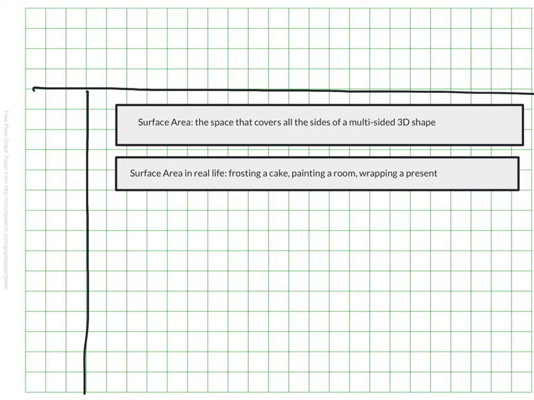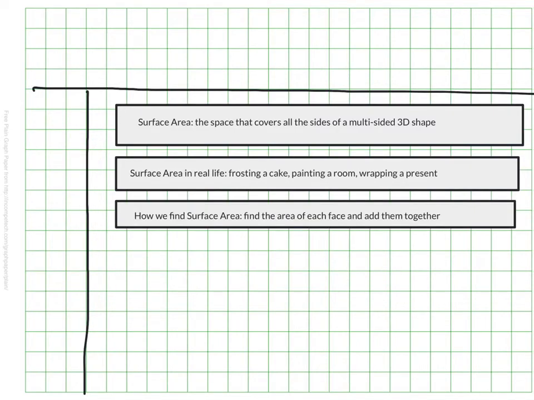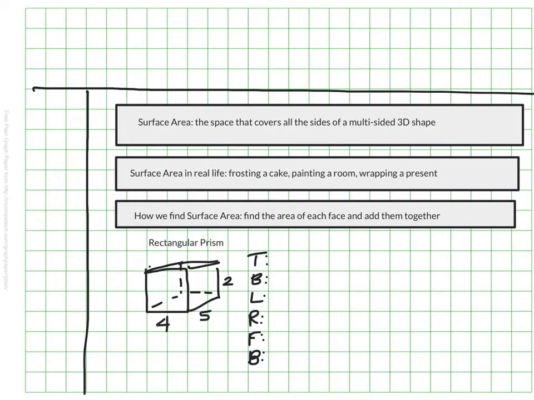Those are all examples of surface area. And no matter what 3D object we're talking about, finding the surface area is always the same. We find the area of all the sides and add them together. So if we had this rectangular prism, we would find the value of all of the faces.